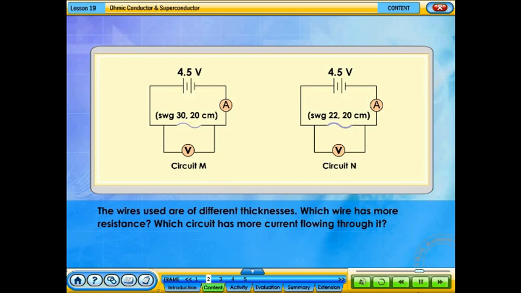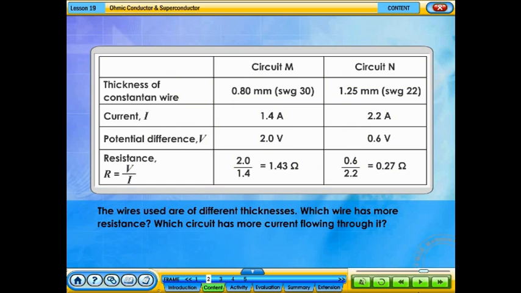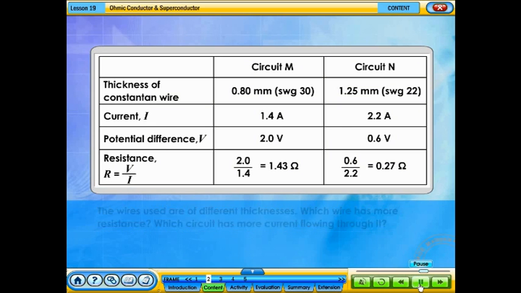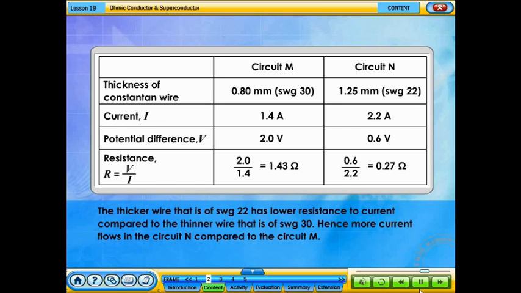The wires used are of different thicknesses. Which wire has more resistance? Which circuit has more current flowing through it? The thicker wire that is of SWG22 has lower resistance to current compared to the thinner wire that is of SWG30. Hence, more current flows in the circuit N compared to the circuit M.